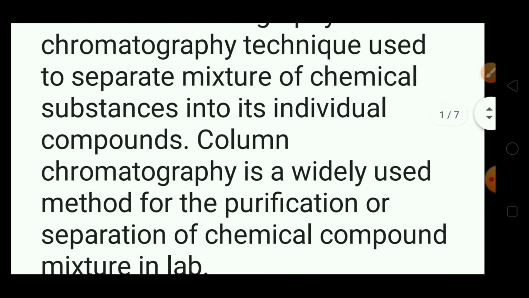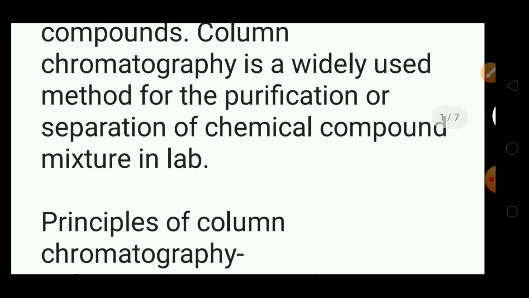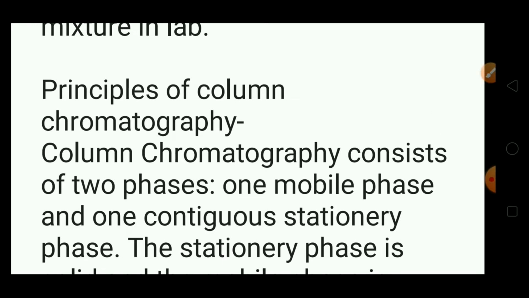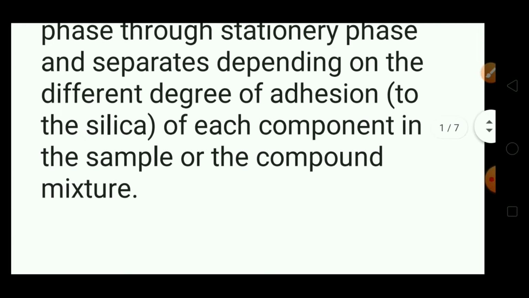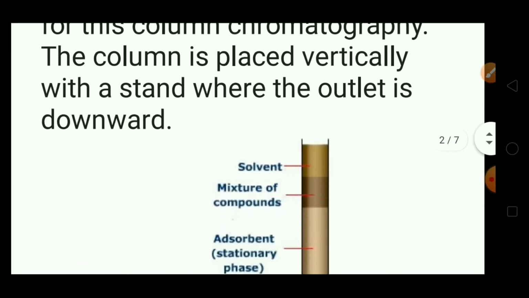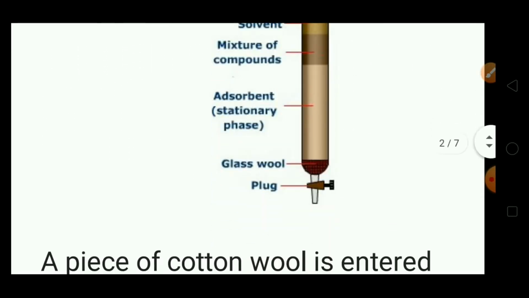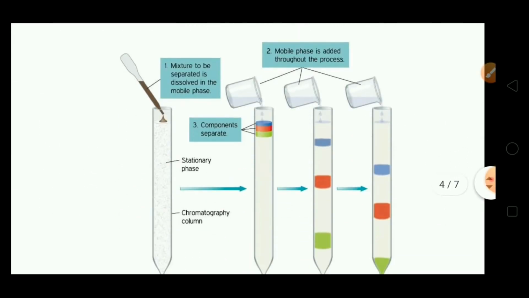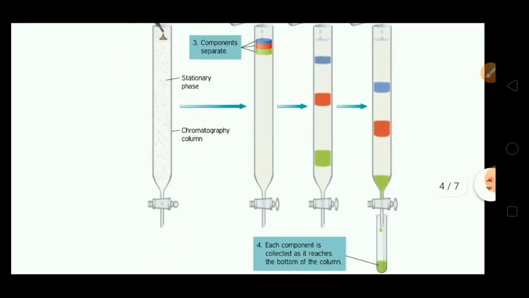Column chromatography is a chromatographic technique used to separate a mixture of chemical substances into its individual compounds. It is a widely used method for the purification or separation of chemical compound mixtures in the laboratory. Firstly, I will tell you the principle of column chromatography and then explain in detail with a diagram. You can see this diagram with 4 steps: first, second, third, and fourth.